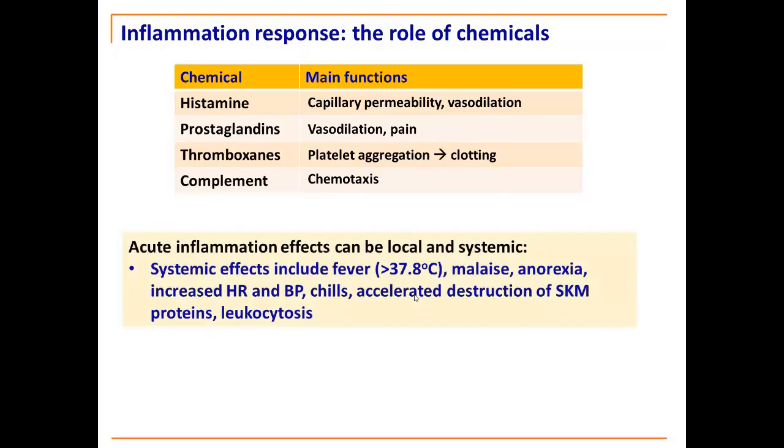So the acute inflammatory responses, or inflammation effects, can be local or they can be systemic. And if they become systemic, you get systemic effects. So you may get a fever, tiredness, anorexia, so you don't want to eat too much, increased heart rate and blood pressure, chills, accelerated destruction of skeletal muscle proteins, and of course leukocytosis, which is an increase in your white blood cell count. And these systemic effects are all mediated through the pyrogens, which go on to stimulate prostaglandin release and a whole array of messenger signals.